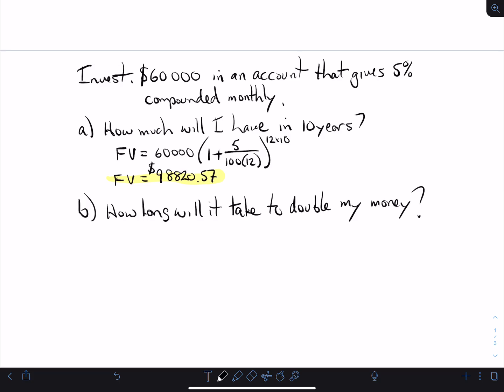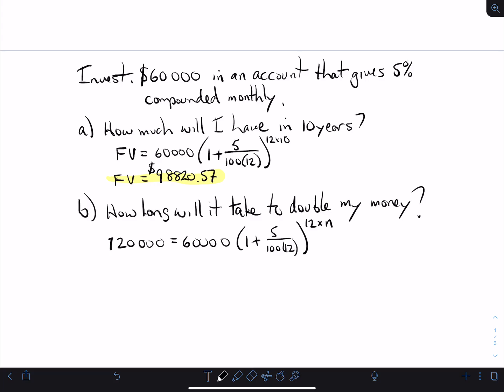Now here's a slightly more difficult problem. How long will it take to double my money? Maybe I'm looking for something else here. So how do I do that? I do know what my future value is here. In this case, it's going to be $120,000 because that's doubling 60,000. My present value is 60,000. Interest is 5%. 12 is my number of compounding periods per year. And this is 12 times I don't know, because I don't know how many years it's going to be. So I try to solve for n.